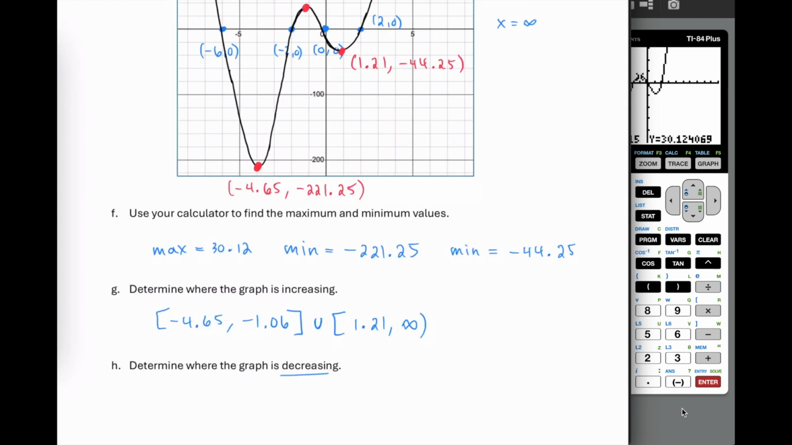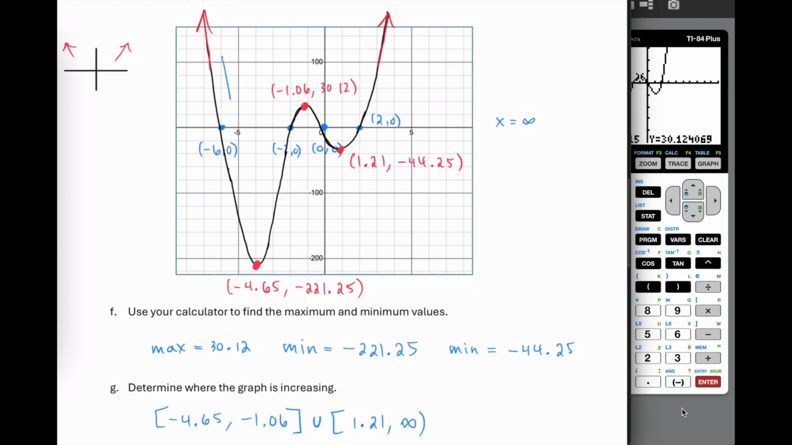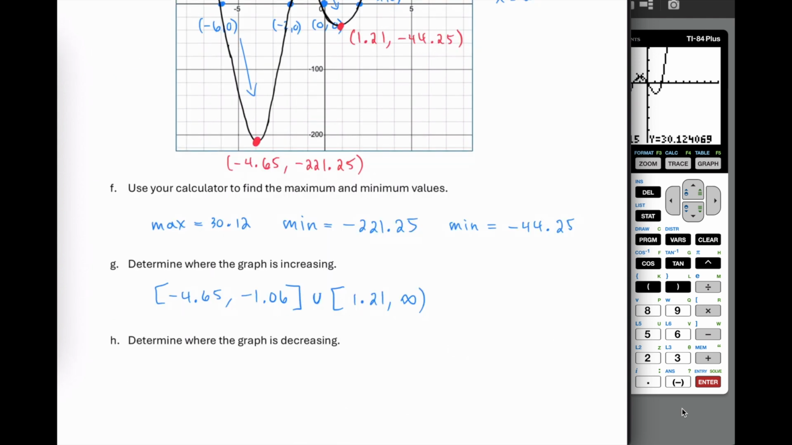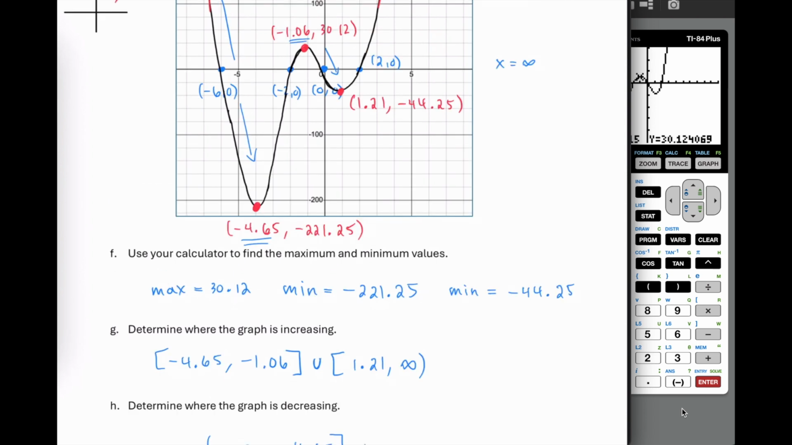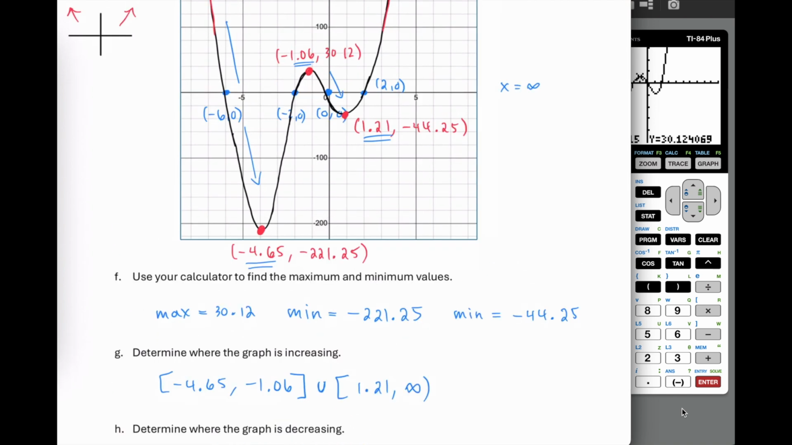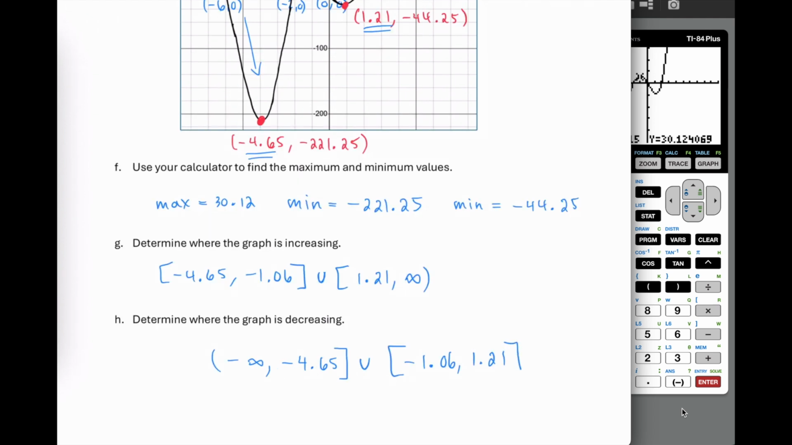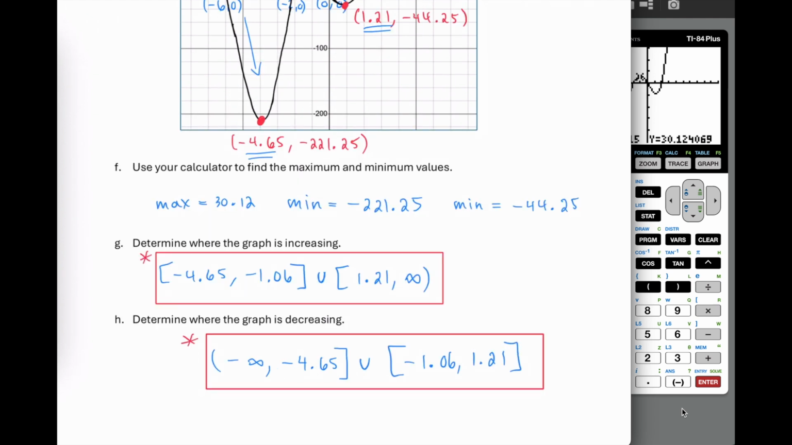Now to determine where the graph is decreasing, we see that we're decreasing on this interval and in here as well. So we say our polynomial is decreasing starting out at -infinity. It decreases up to the x value -4.65. We use a bracket to close up that interval. Union. The polynomial begins to decrease again, starting at x equals -1.06, and it decreases all the way to the x value 1.21. We close that up with a bracket, and these are our final answers for where the graph is increasing and decreasing.